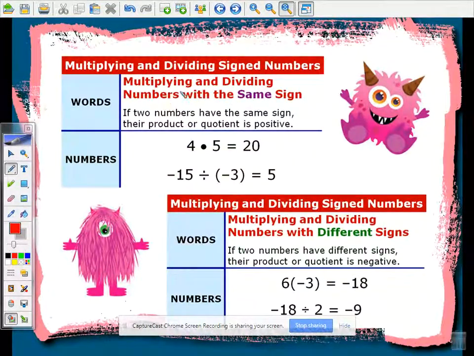When the signs are the same, if they're both positive or both negative, your answer will always come out positive. So 4 times 5 is 20, or negative 15 divided by negative 3 is positive 5. Whereas if you are multiplying and dividing different signs, then your answer will be negative. So here's a positive 6 times a negative 3, which is a negative 18. Or here you'll see a negative 18 divided by a positive 2 is a negative 9. Positive, negative, answer's negative. Negative, positive, answer's negative.